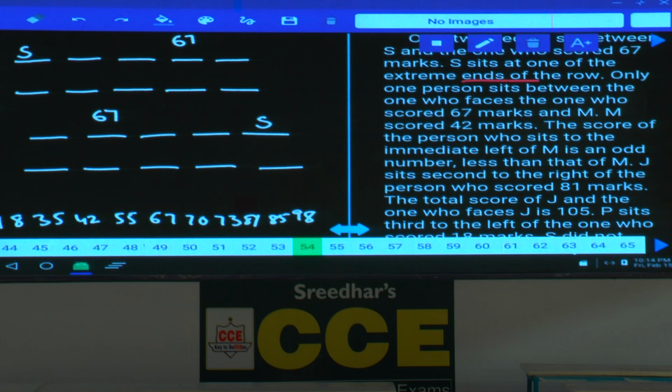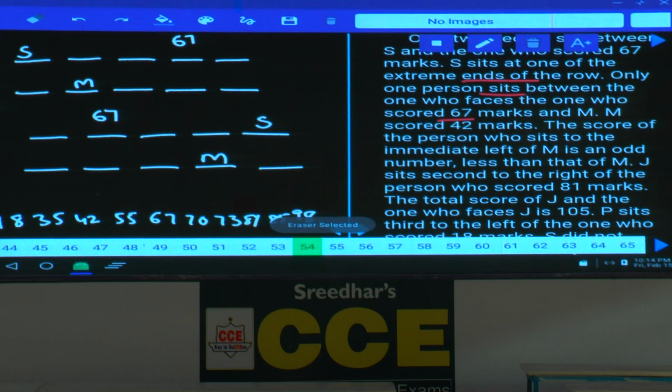Only one person sits between the one who faces 67 and M. Now the one who is facing 67 is this person, and between this person and M there must be exactly one person, so M must be here. Are you following this one or not? And in the second case, the one who is facing 67 is here. There must be one person between this person and M, hence M must be here. Clear now? There must be exactly one person between the one who is facing 67 and M.